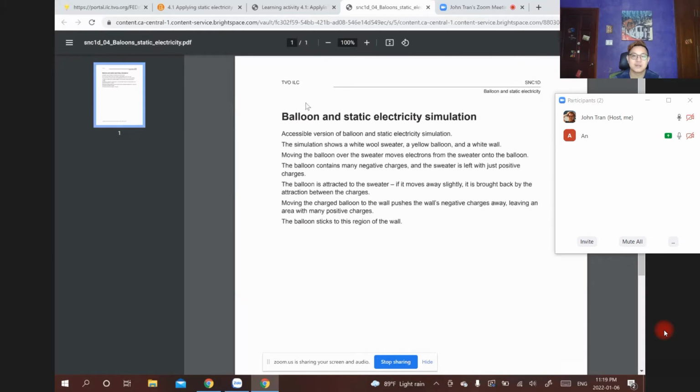Balloon and static electricity simulation. Accessible version of balloon and static electricity simulation. The simulation shows a white wool sweater, a yellow ribbon, and a white wall.